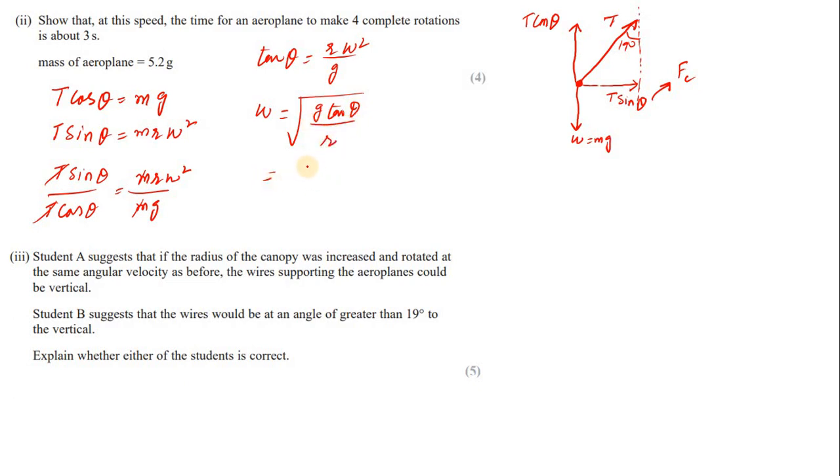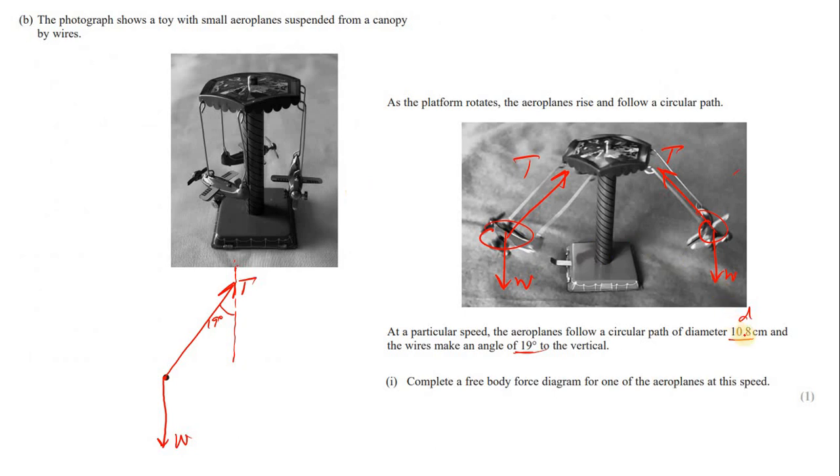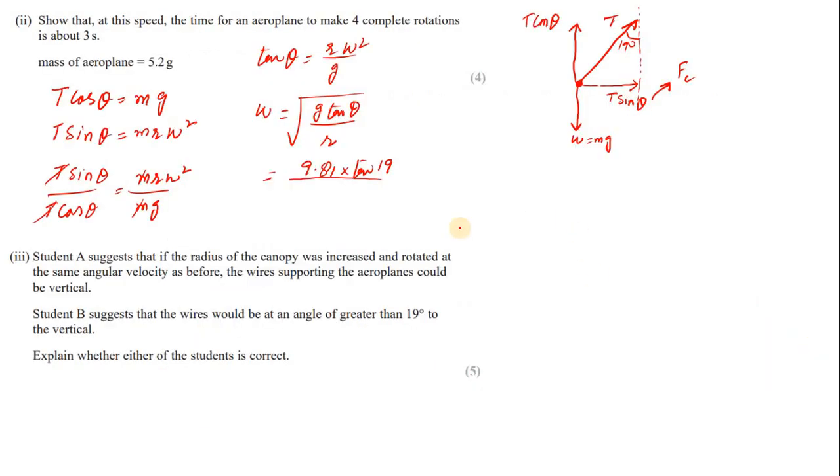Now g is 9.81, tangent of 19 divided by r, and r is given, let me see, 10.8. This is the diameter, this much. So the radius is this. So 5.4 centimeter needs to be converted into meter. So 0.054, root. This is omega.